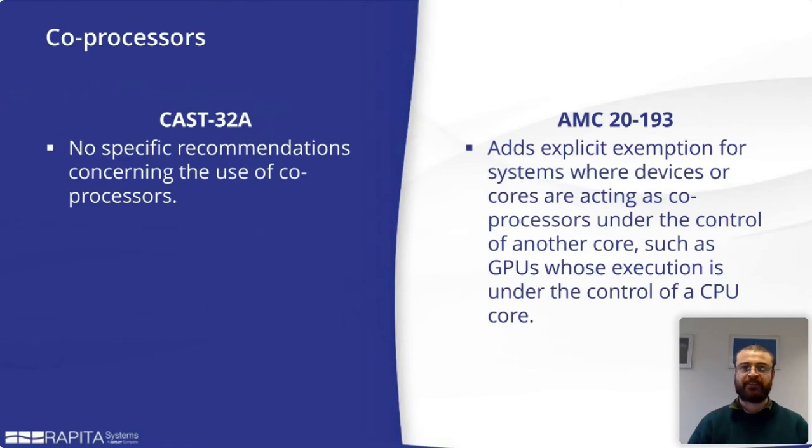Now, the next key area that we're going to look at is the area of coprocessors. Now, in CAST-32A, there was no explicit recommendation concerning the use of coprocessors. Now, AMC 2193 has now added some explicit guidance, indeed some explicit exemption for systems where devices or cores are acting as coprocessors that are fully under control of another core. For example, a GPU whose execution is entirely under the control of a CPU core.